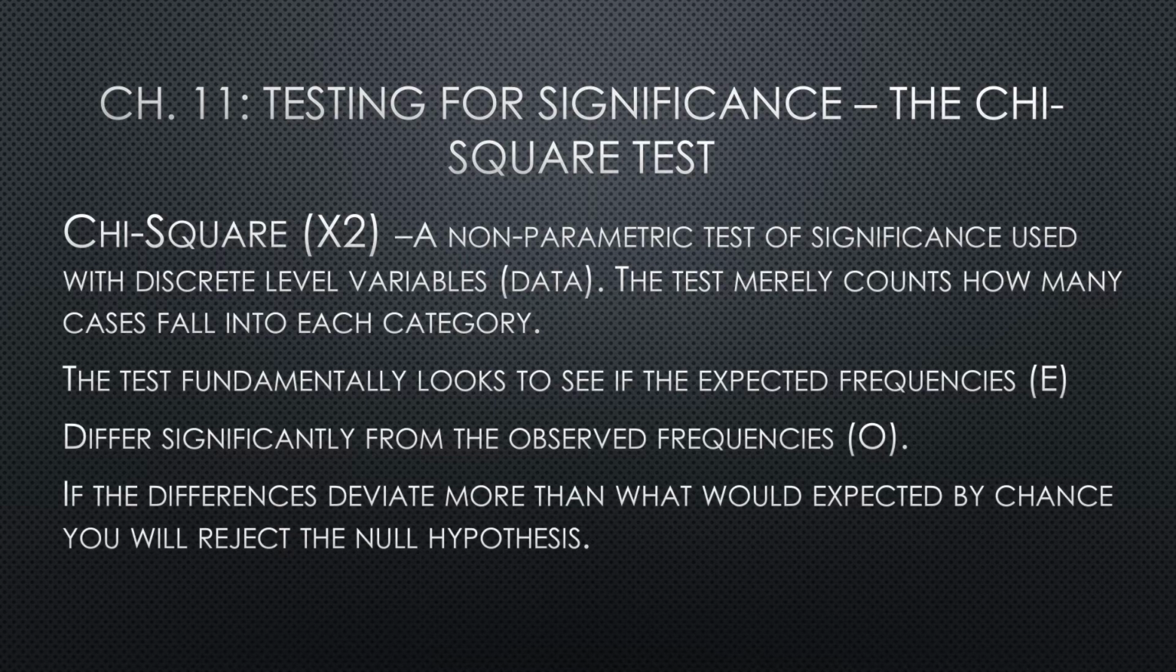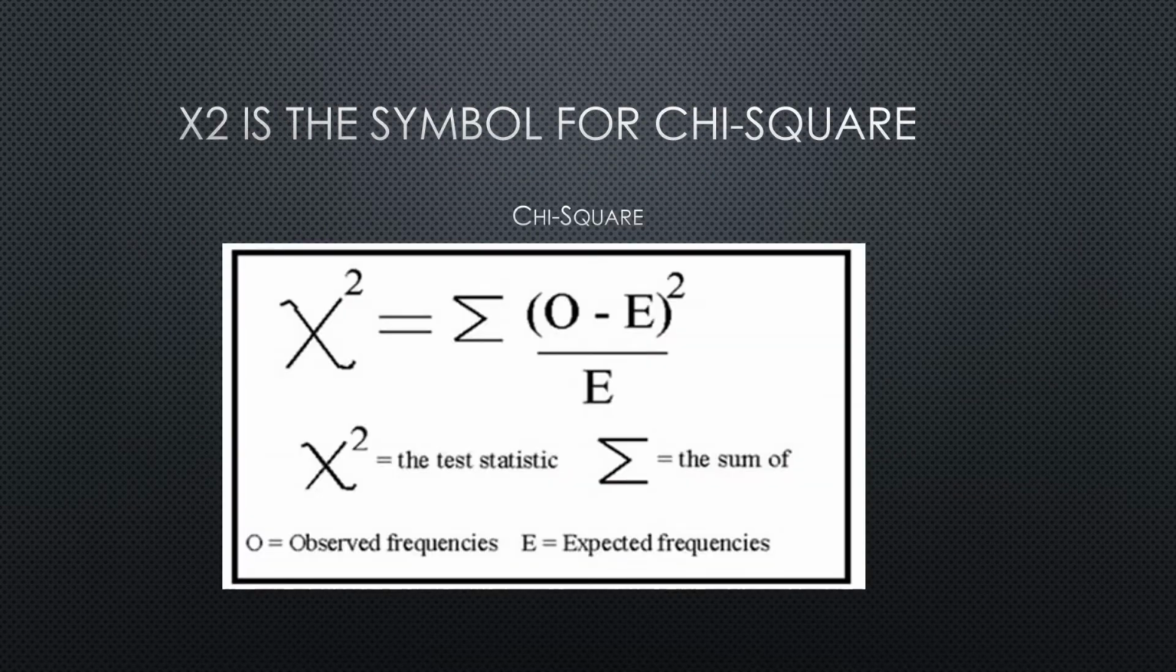In other words, are those O's far enough away from those E's for us to be confident and reject the null? Remember, the O's sort of signify the alternative hypothesis, the E's signify the null. And you want those O's as far away from those E's as possible for you to be confident to say that these groups aren't the same.